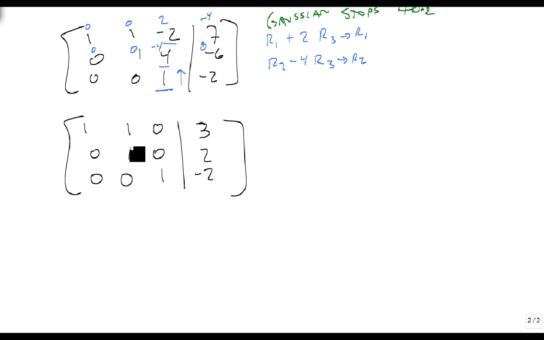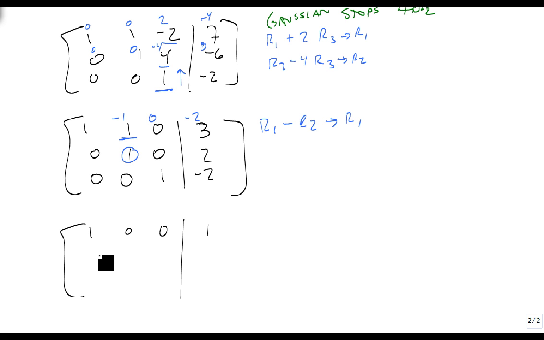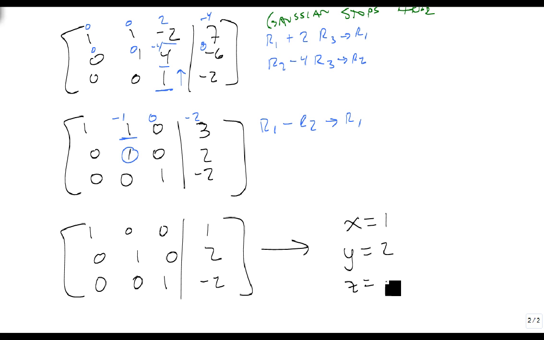Let's do the same thing now with this. We've got a 1 here, so let's put a 0 here. So we're going to get row 1 minus row 2 and store that in row 1. And that's going to give us a minus 1, a 0, and a minus 2. And you'll notice we get 1, 0, 0, 1, 0, 1, 0, 2, and 0, 0, 1, minus 2. Well, if I translate this back to a system of equations, we get x equals 1, y equals 2, and z equals minus 2, or the point (1, 2, minus 2).